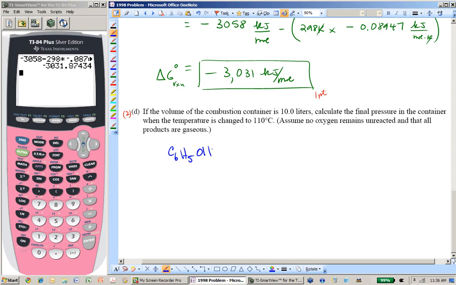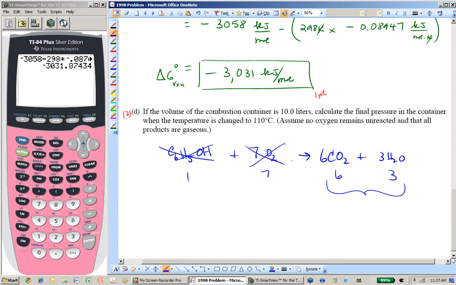C6H5OH, which is my phenol. And that is reacted with 7 moles of oxygen once we balance the equation, or they gave it to us, I can't remember now, and 6 CO2s and 3 waters. So this is now gone because it's completely combusted. So I now have everything converted because it said assume that no oxygen remains, so that's now gone. So I have 9 moles of gas.